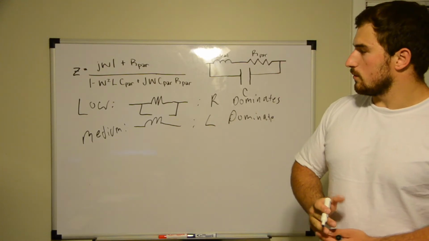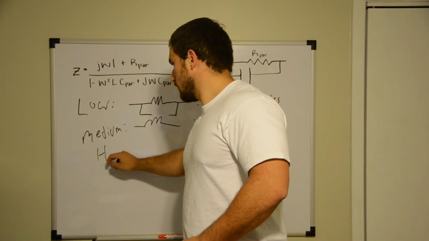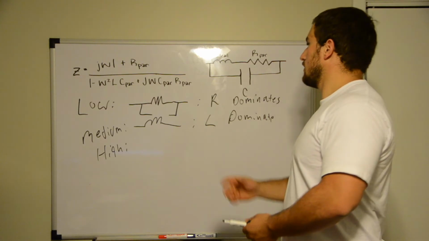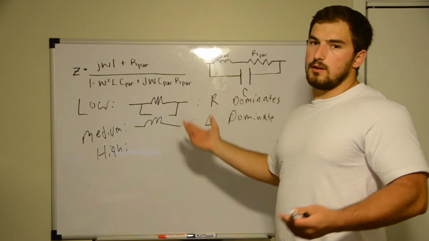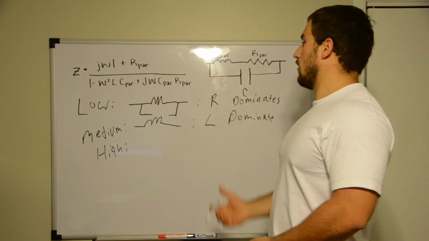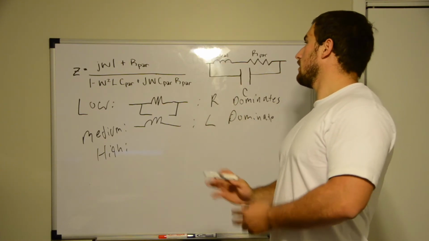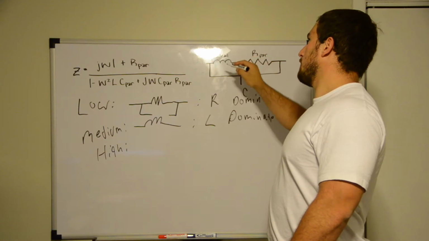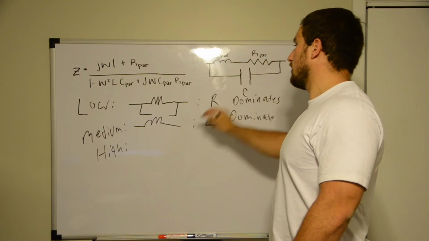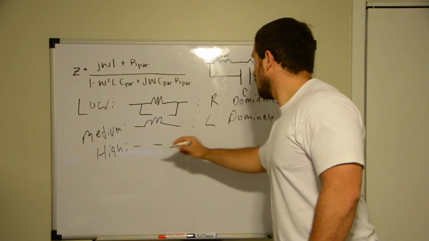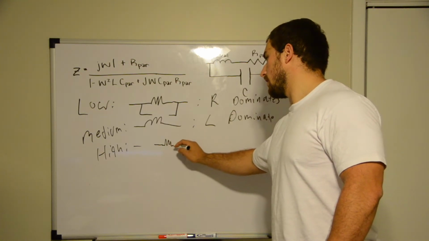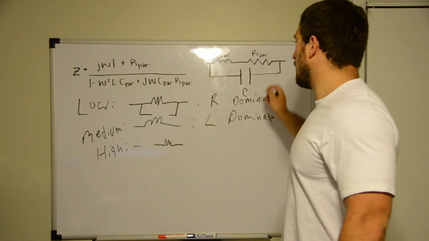Now let's go to high frequencies. So at high frequencies, the impedance formula for an inductor is j omega L. So as the frequency goes up to infinity, this is going to be infinite impedance. So it's basically going to be an open circuit here. Resistor, well, we're not going to worry about that, but we can just put it there as the parasitic resistance is going to be there.